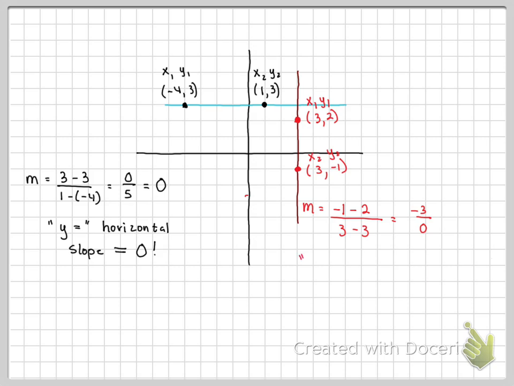So any vertical line is an x equals line. So an x equals line is a perfectly vertical line. And what's important here is that the slope of any vertical line is always undefined. Okay? Always undefined. Horizontal lines have a slope of 0. Vertical lines have an undefined slope. Okay?